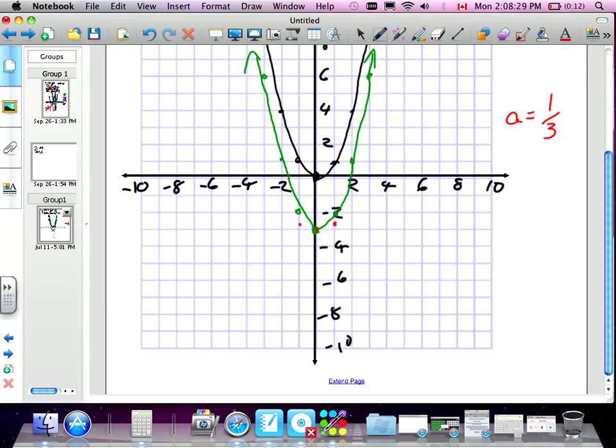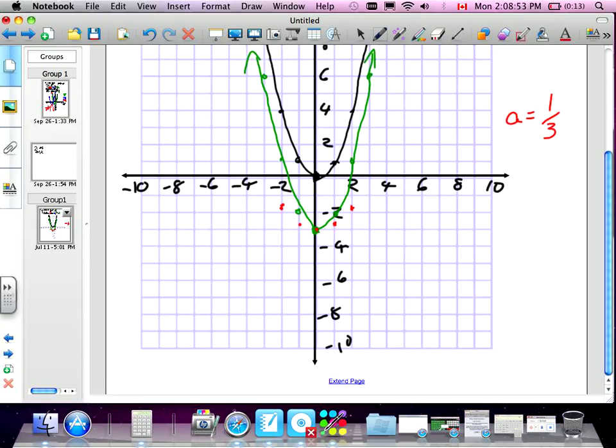What about for 2? Normally we go over 2 and up how much? 4. But a is a third, so I need to multiply 4 times 1/3. What will I get? 4 over 3, which is 1 and 1/3. So I go over 2 and up 1 and 1/3. We got to know your fraction rules for this stuff.